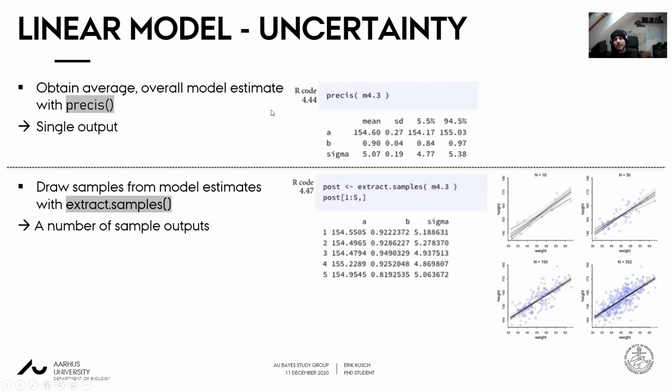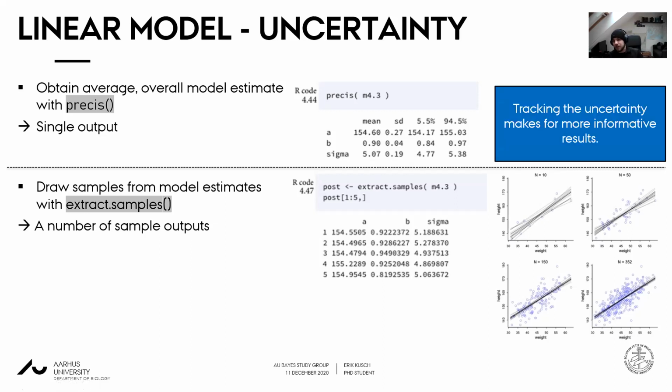Now, to get our uncertainties about the single parameters, we can, for example, use the precis function, which gives us a single output. However, a more Bayesian way of seeing the world would be to draw samples. So we can use the function extract.samples from the rethinking package to get a number of sample outputs, which visualized right here, then allow us to plot some nice figures. And I personally just like figures because it makes it much easier for me to understand what the model is actually doing. So tracking the uncertainty makes for far more informative results.